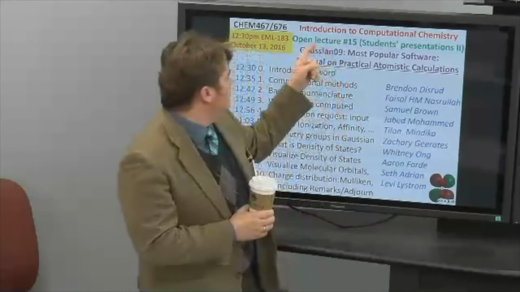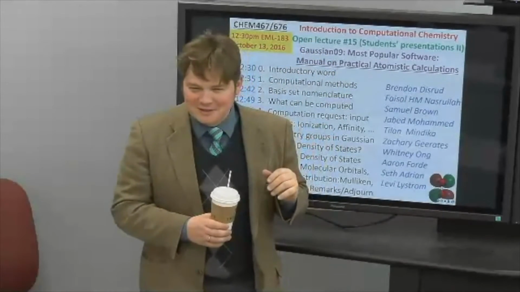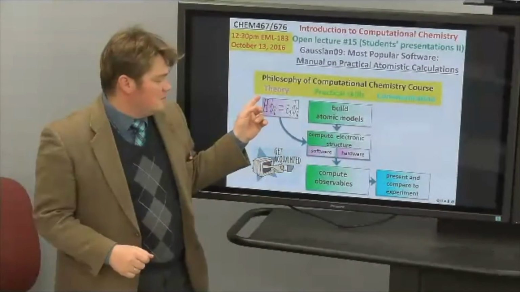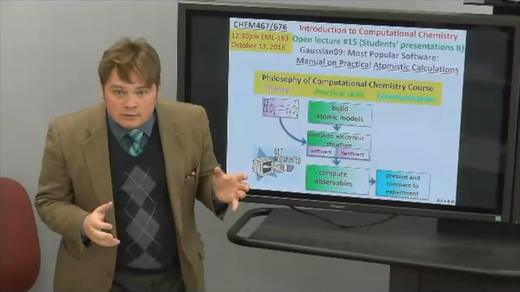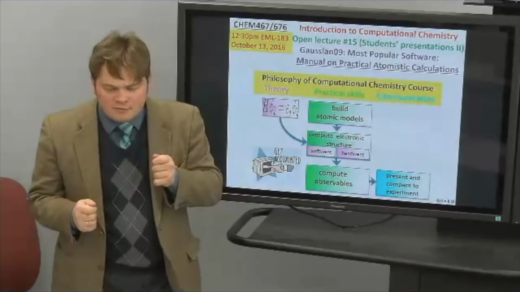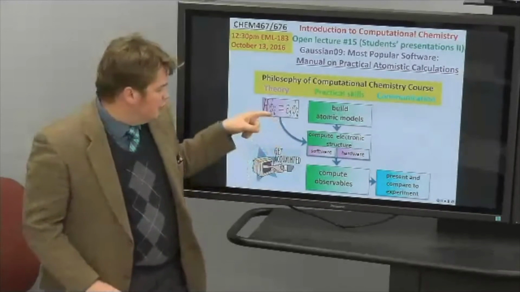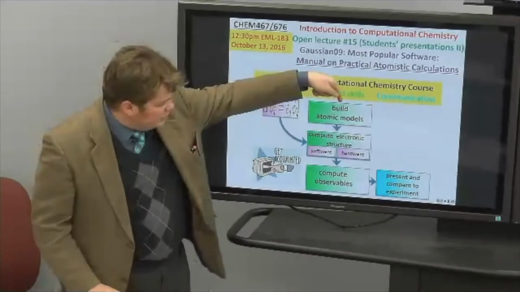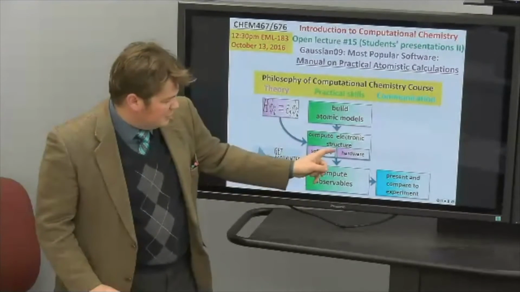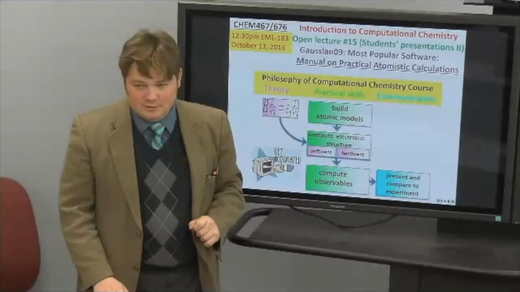So we are in this introduction to computational quantum chemistry class. An overview of what the course does. The goal is to get practical skills for computational characterization of materials. One puts in theories, one puts in atomic models, and then by using the right software and the right hardware, one can compute observables and compare them to experiments.